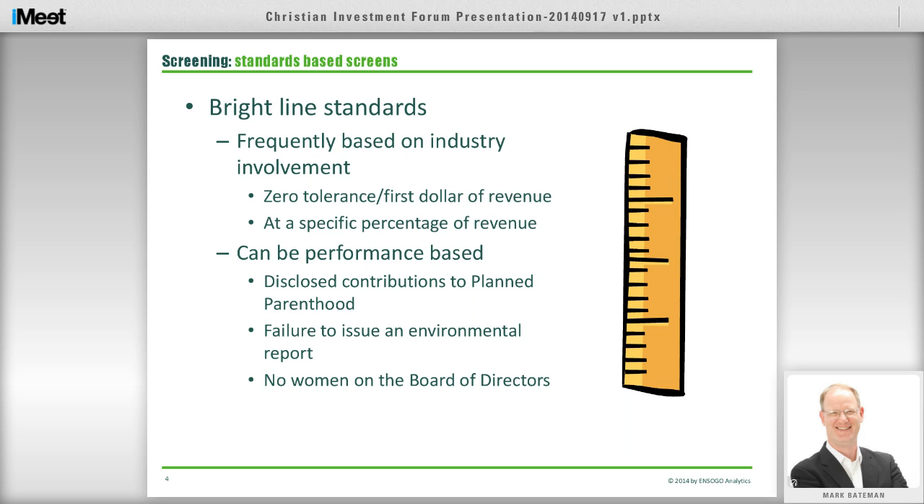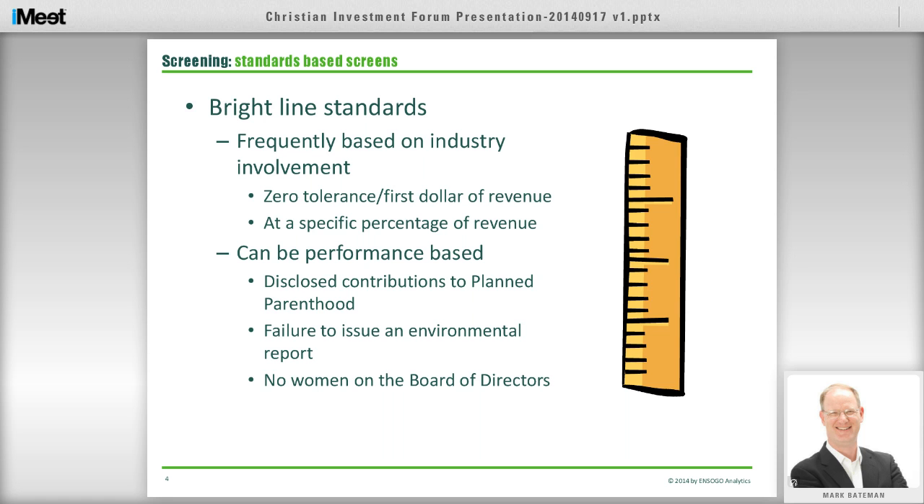Bright line standards can also be based on, I've labeled it here, performance-based, but it's really to say on issue areas that potentially apply to all companies. When you talk about manufacturing alcohol, that really only applies to a small set of companies out of a total research universe.